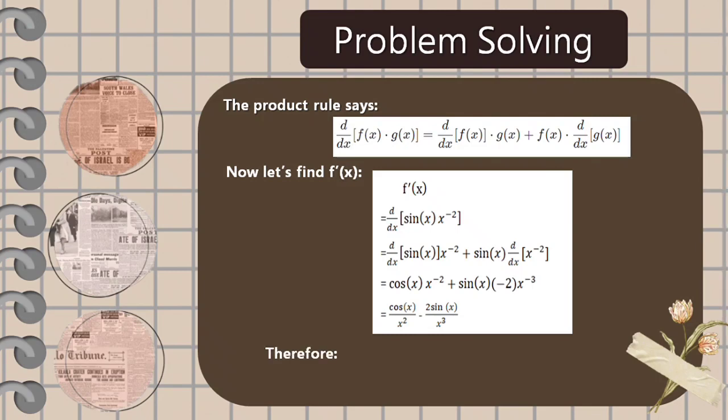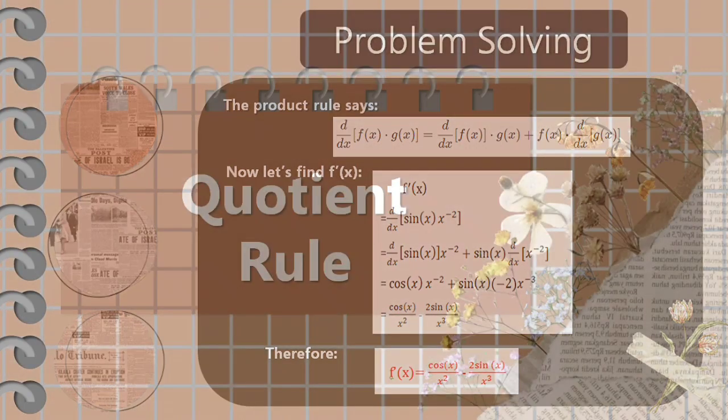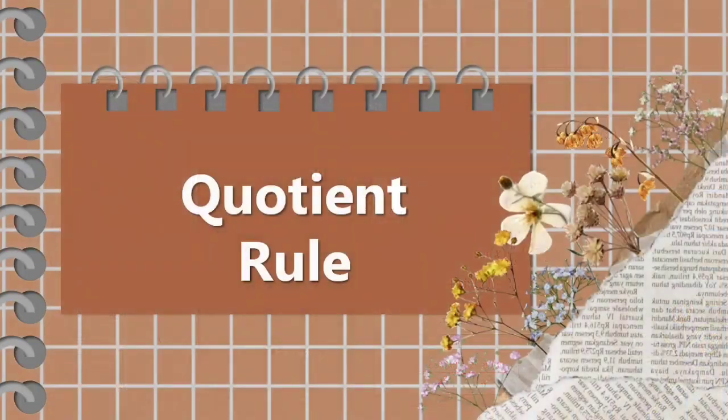Therefore, the f prime of x of sine x times x to the power of negative 2 is cosine x over x to the power of 2 minus 2 sine of x over x to the power of 3.